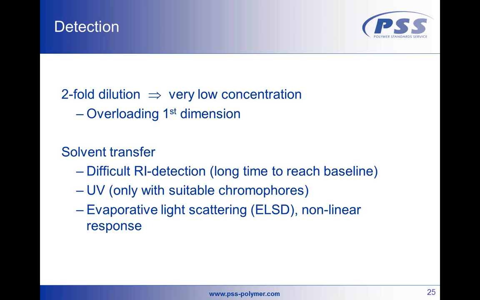UV would be a very good option in the second dimension, but only if you have suitable chromophores in your samples. And what we very often apply is evaporative light scattering, an ELSD detector. Here you have to think about the fact that the response is not linear. The evaporative light scattering detector evaporates your solvent, and you can also use it in gradient chromatography, which you cannot do, for example, with RI detection.